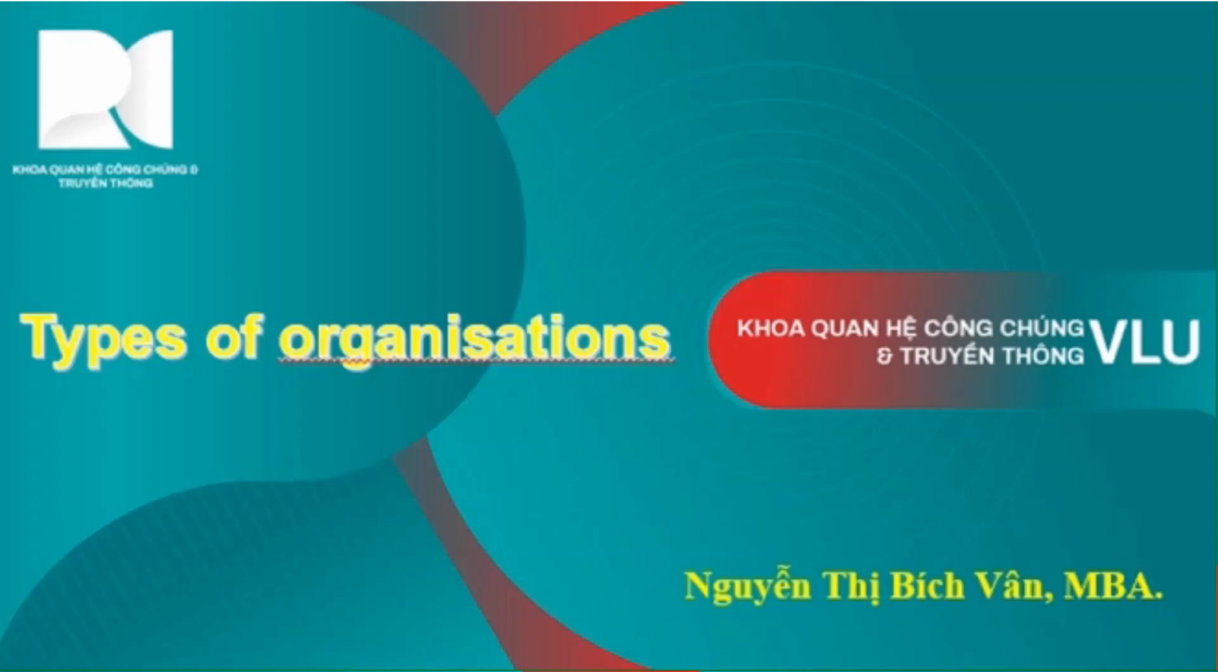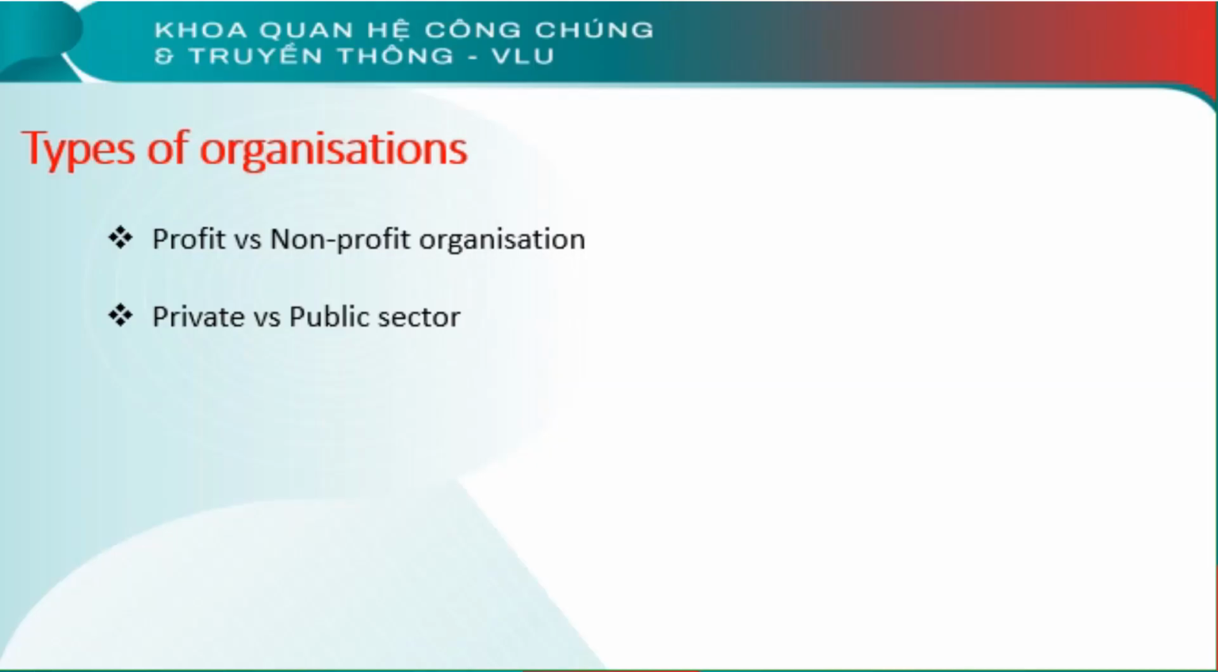Welcome to the second lesson in Chapter 1, named Types of Organization. According to the types of organizations, we can classify them based on their orientation and the sector they belong to. Based on orientation, we can classify them as profit or non-profit oriented, and based on sector, we have private or public sector.